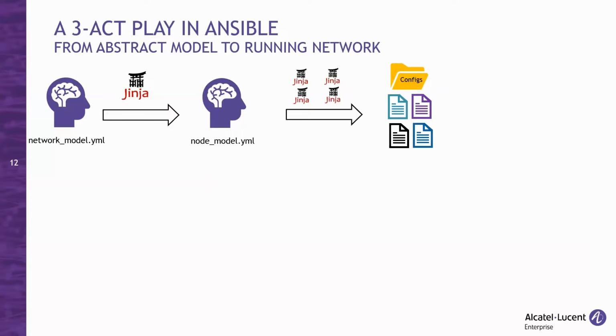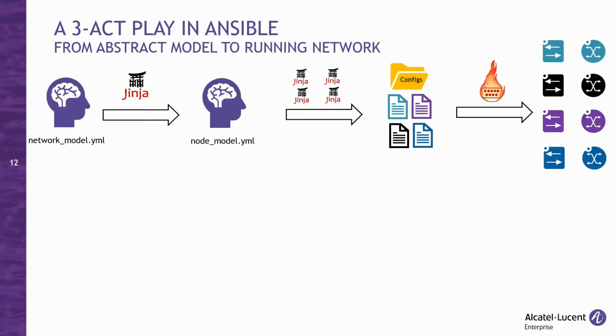So in the next step, we take the node model and we use Jinja templates, one for each operating system, which are like translation engines that translate the abstract node model into configuration files using the specific CLI and syntax for each network node according to its OS. So the example that Romain will show uses both AOS and EOS. So there's 2 translation engines, one for OmniSwitch AOS and another one for Arista EOS. Finally, these config files are pushed to the devices using Napalm.